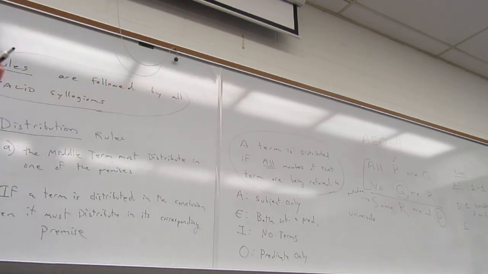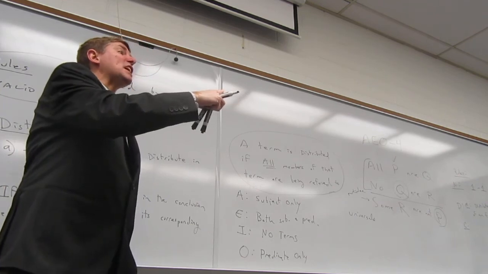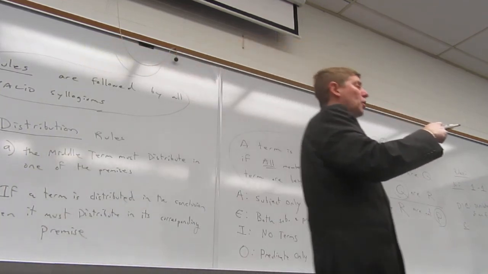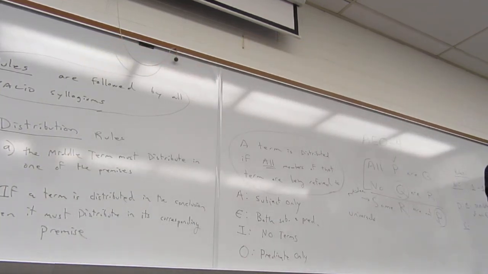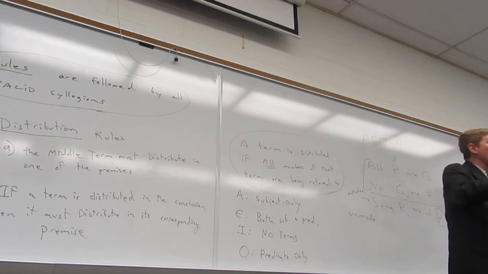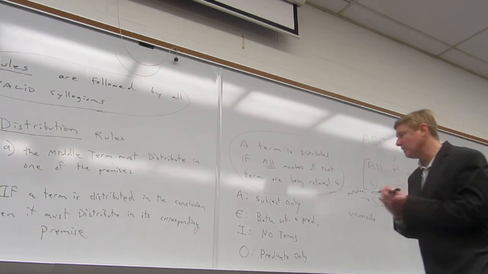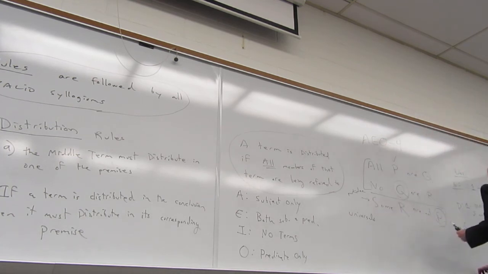Yes, sir? So if your premises are both particulars, you can't have a universal conclusion? Well, he's right. If both of your premises are particulars, you cannot draw a universal conclusion. Now, that is not a rule, but guess what? It is derivable from those rules. And let me illustrate.